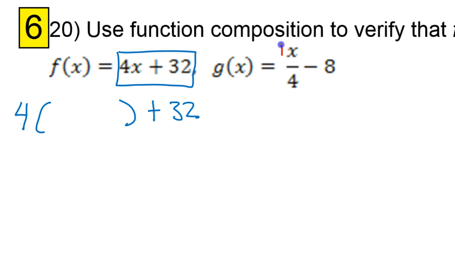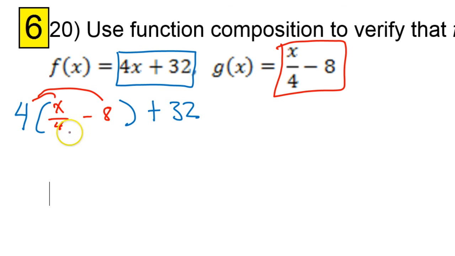And inside, I'm going to put this function, x over 4 minus 8. So I have x over 4 minus 8. Then I would do the distributive property. Now 4 times x over 4, I'm just going to do that off to the side. 4 times x over 4 would be like 4x over 4, but these would cancel out, so I would just have x.